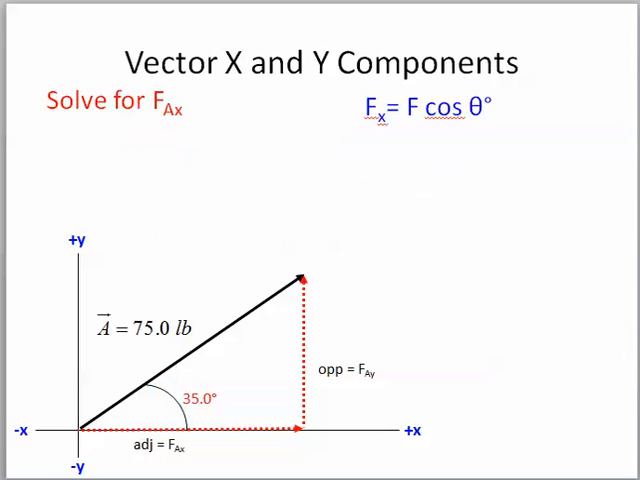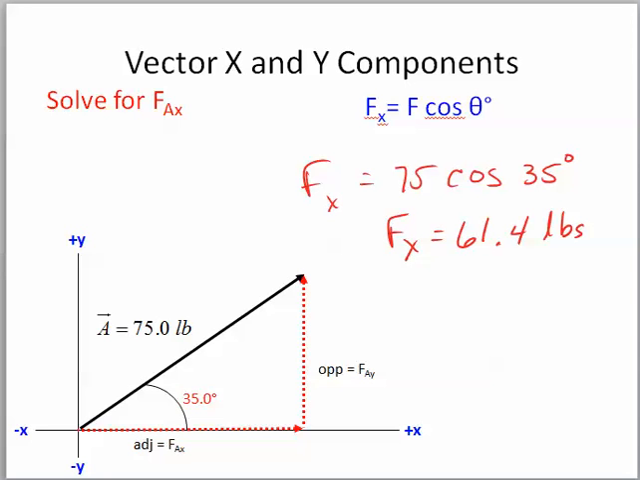Let's go ahead and find f(x), meaning to break this down into its x component. To do that, we're going to use the equation over here that we've already given you. F is going to be 75. F of x equals 75 times the cosine, in this case of 35 degrees.